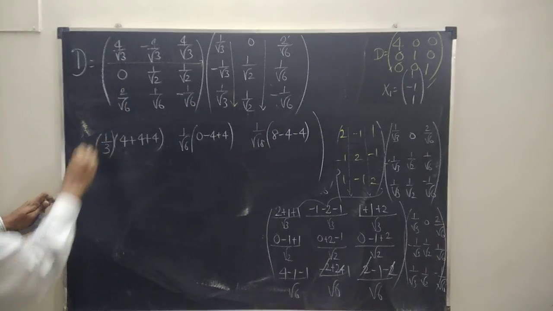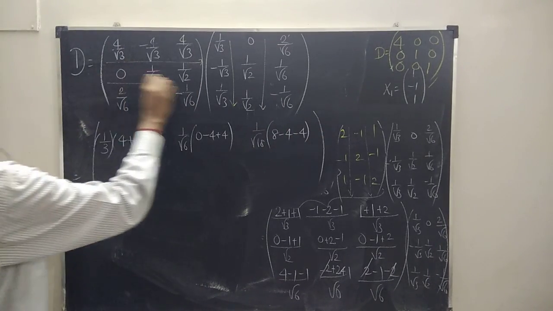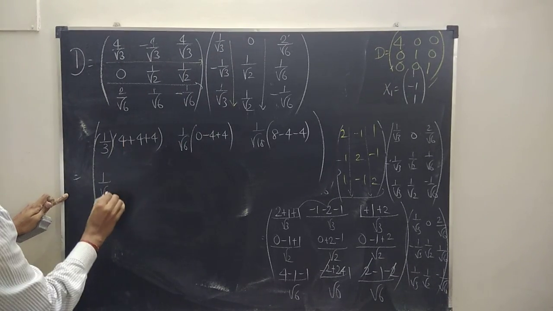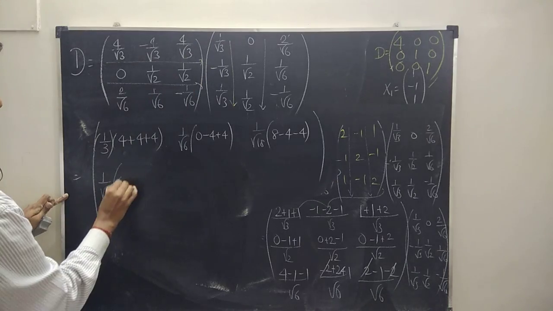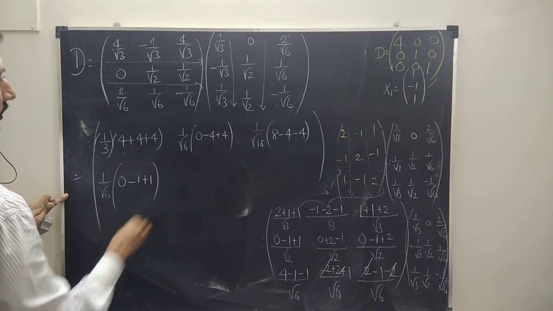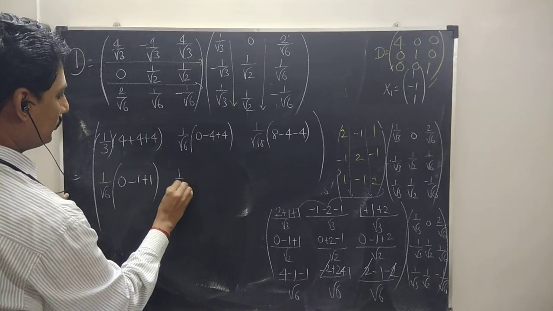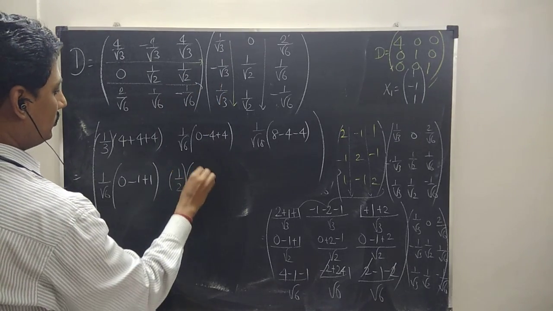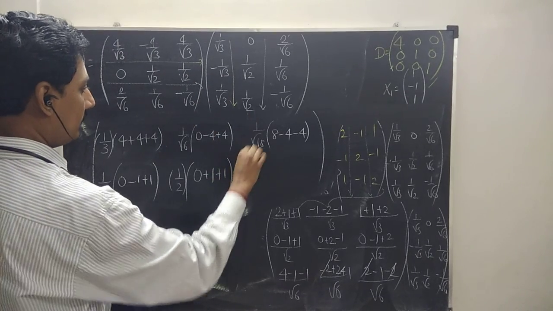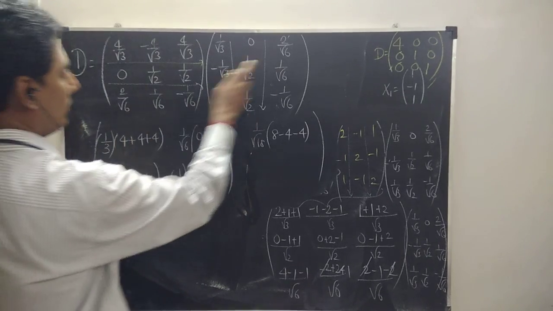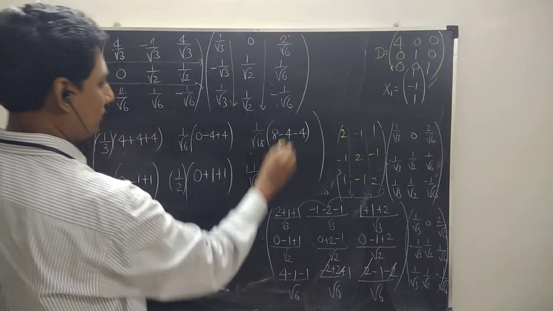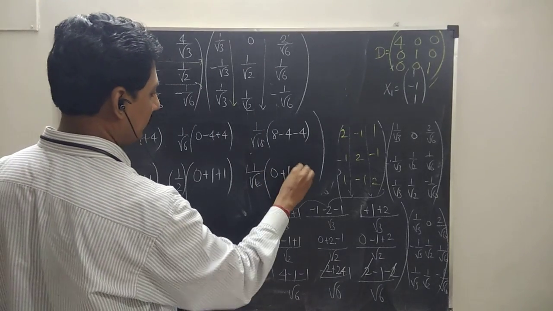Then now second row with this second column. 1 by root 3 into 1 by root 2 is 1 by root 6. 0 into 1 is 0, 1 into minus 1 is minus 1, 1 into 1 is plus 1. Then root 2 into root 2 is 1 by 2, 0 into 0 is 0, 1 into 1 is 1, 1 into 1 is 1. Then 1 by root 2 into 1 by root 6 is 1 by root 12. 0 into 2 is 0, 1 into 1 is 1, 1 into minus 1 is minus 1.